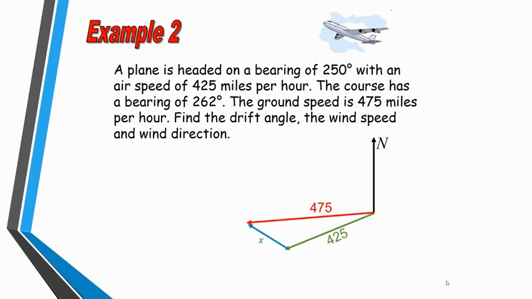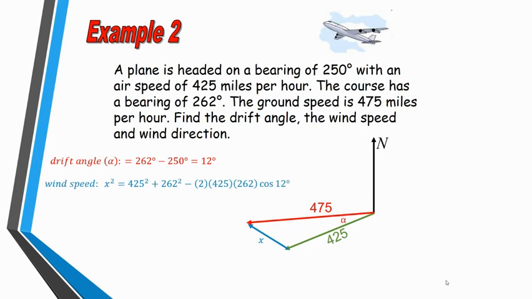So the easiest thing to find first is the drift angle, because we know we were starting at 250 degrees, and now we are ending up at 262. And so to calculate that, we can just simply subtract the difference, and that is how far we drifted, 12 degrees. Using law of cosines, I can figure out my wind speed, which is the magnitude of that. And so that turns out to be a wind speed of 106.41 miles per hour.